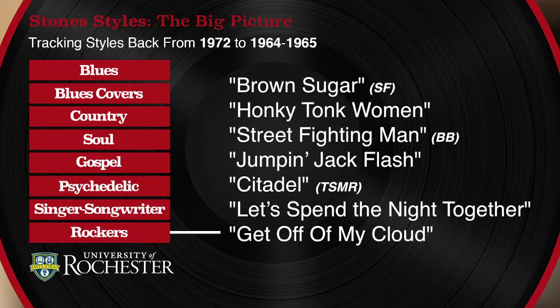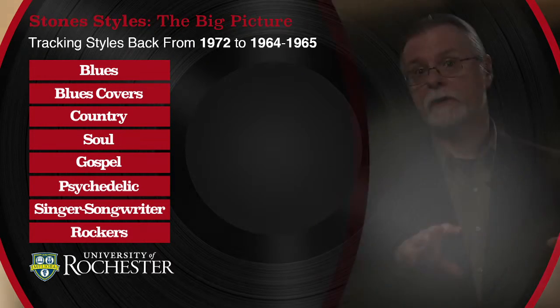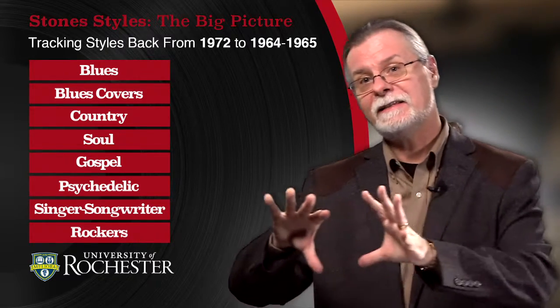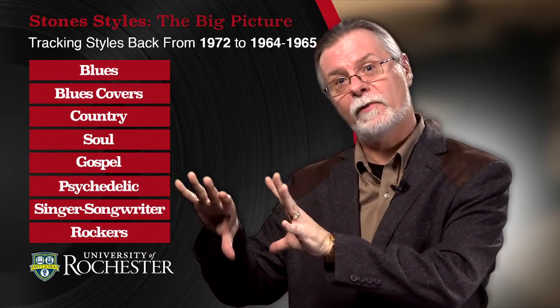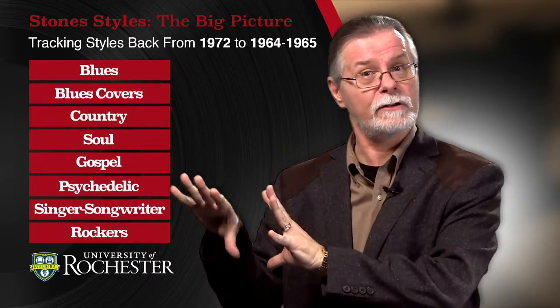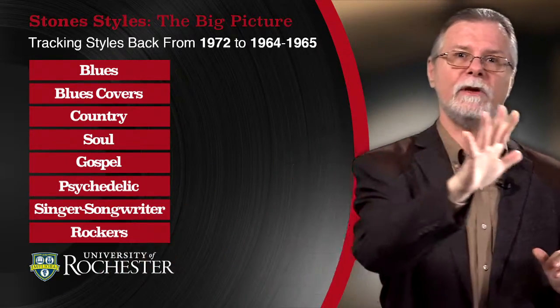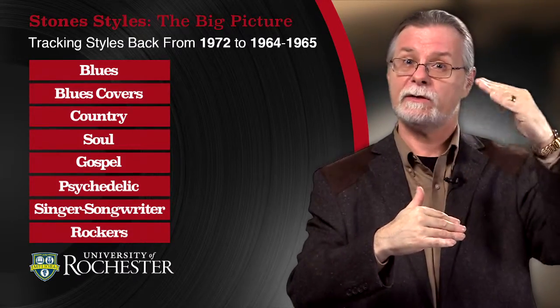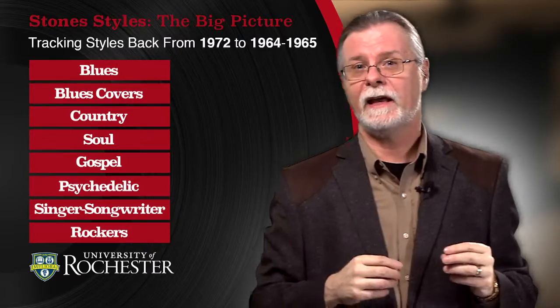So in the case of almost all of these styles, we can trace a trail back from Exile on Main Street, back to 1965 to 1964, and from there we can pick up the trail with the cover versions that I presented in week 2. We can see a really big picture of the Stones following multiple layers of different kinds of styles, sometimes blending them together in the same song.